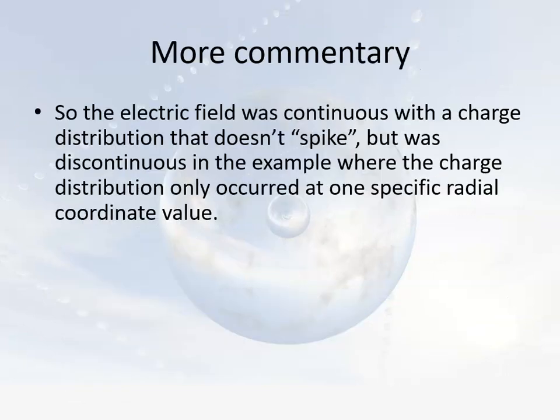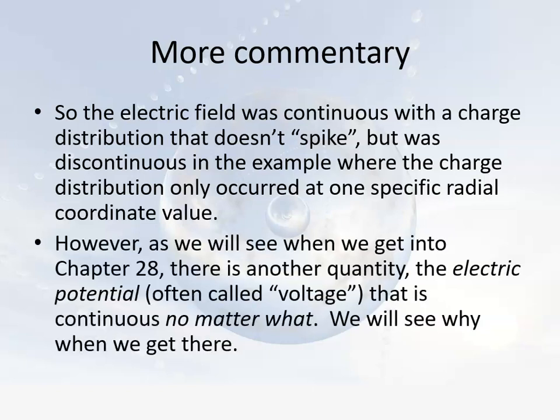Now, the electric field was continuous with a charge distribution that didn't spike because of the fact that we had that continuous charge distribution. In the case of a spherical shell, that is, there would be a spike in the charge distribution right at the edge of the sphere, and that would be it.